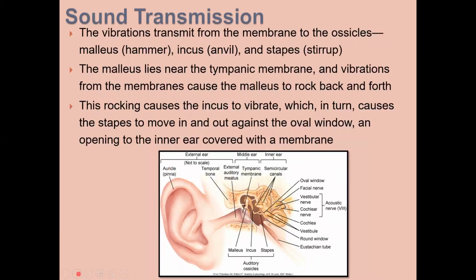The vibrations transmit from the membrane to the ossicles, the malleus, see it's labeled here, malleus, incus, and stapes, called the hammer, anvil, and stirrup. The malleus lies near the tympanic membrane, and the vibrations from the membrane cause the malleus to rock back and forth. This rocking causes the incus to vibrate, which in turn causes the stapes to move. You can see that here. The stapes is right here. To move in and out against the oval window, an opening in the inner ear covered with a membrane.